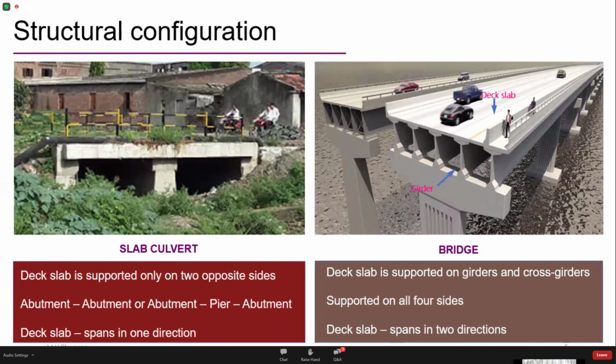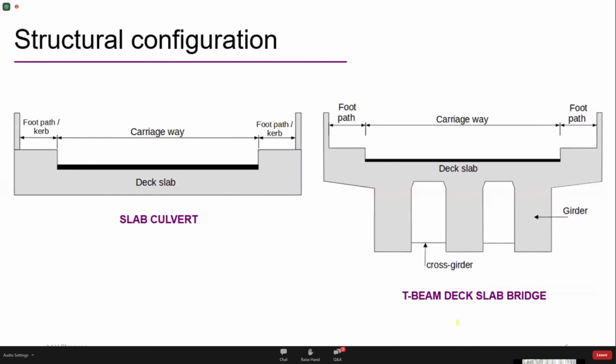So when I take a cross-section of this simple slab culvert, and a cross-section of this simple T-beam deck slab bridge, these are the structural components we see. In case of this simple slab culvert, we have just one structural element, that is the deck slab. And this slab is resting on two opposite sides on the abutments. At the ends, we have either a footpath or a curb. And that is all we have in case of a slab culvert.